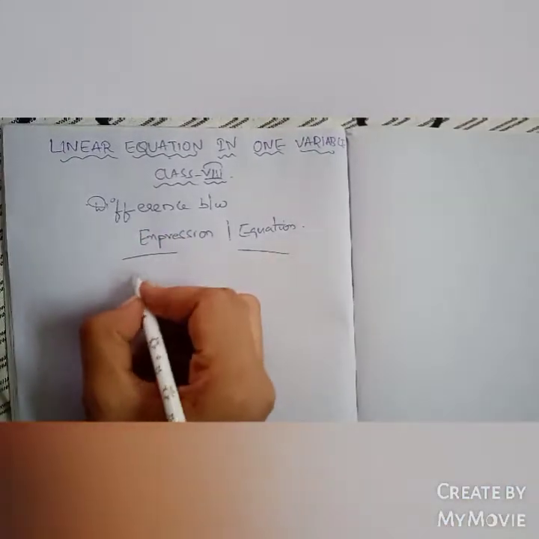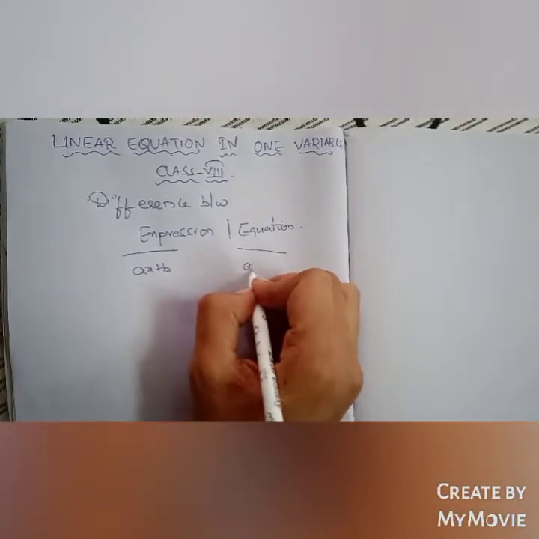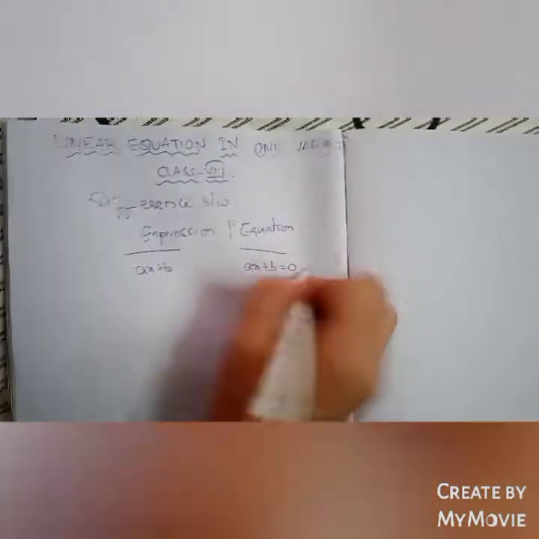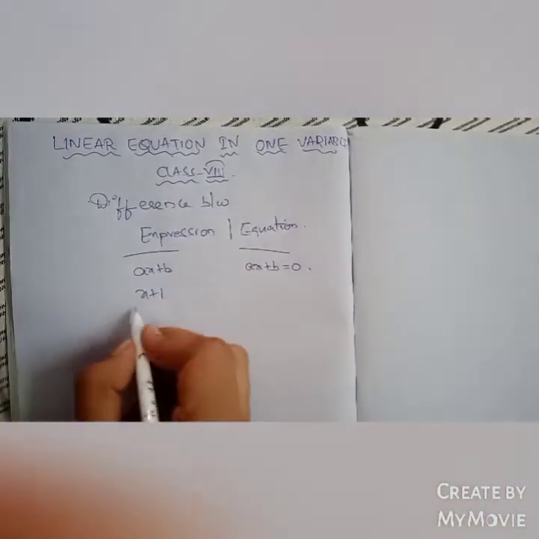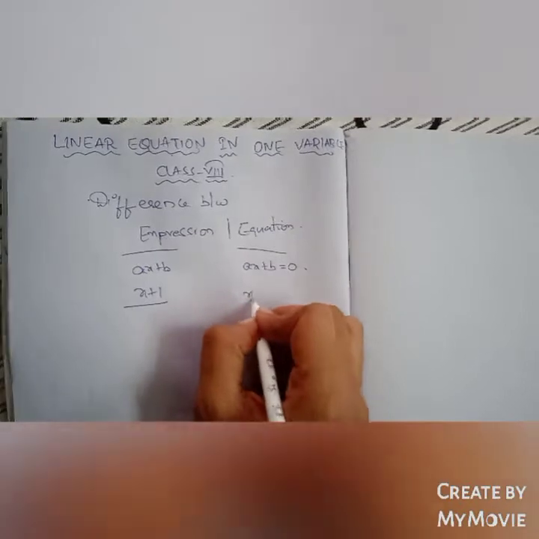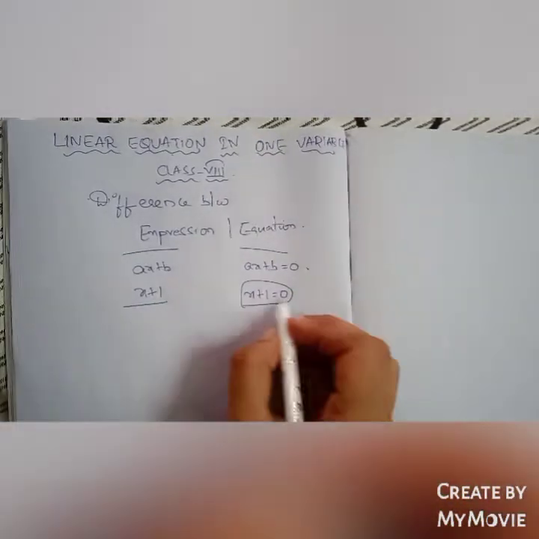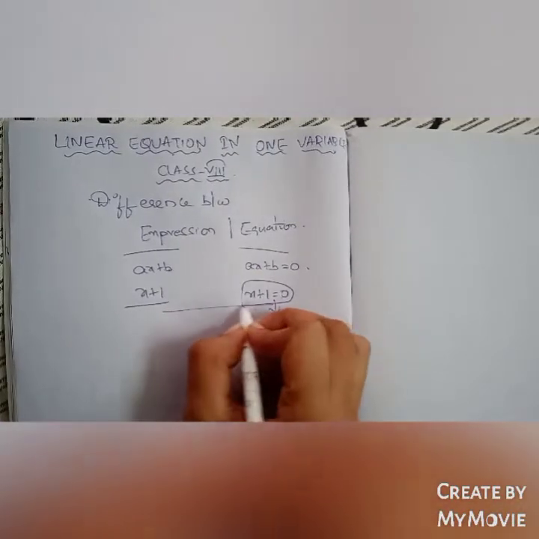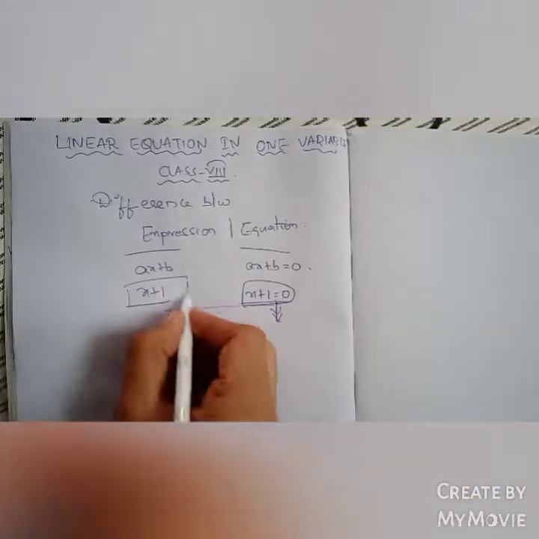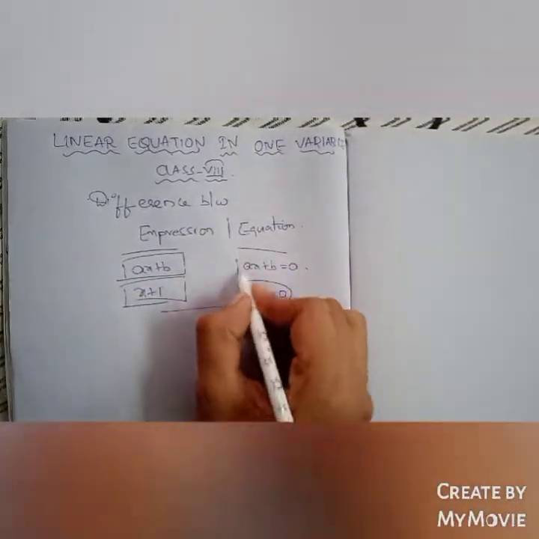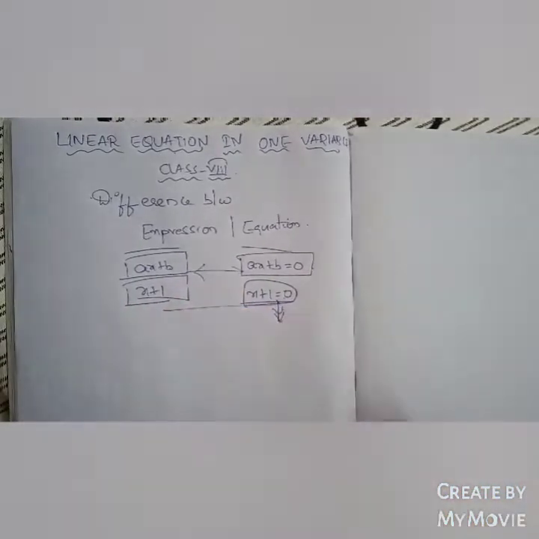Expressions are written in the form of ax plus b, and equations are written in the form of ax plus b is equal to 0. For example, x plus 1 is known as an expression. x plus 1 is equal to 0 is known as an equation. So what's the difference between these two? The equation contains the symbol equal to. So this is the difference between an expression and an equation.